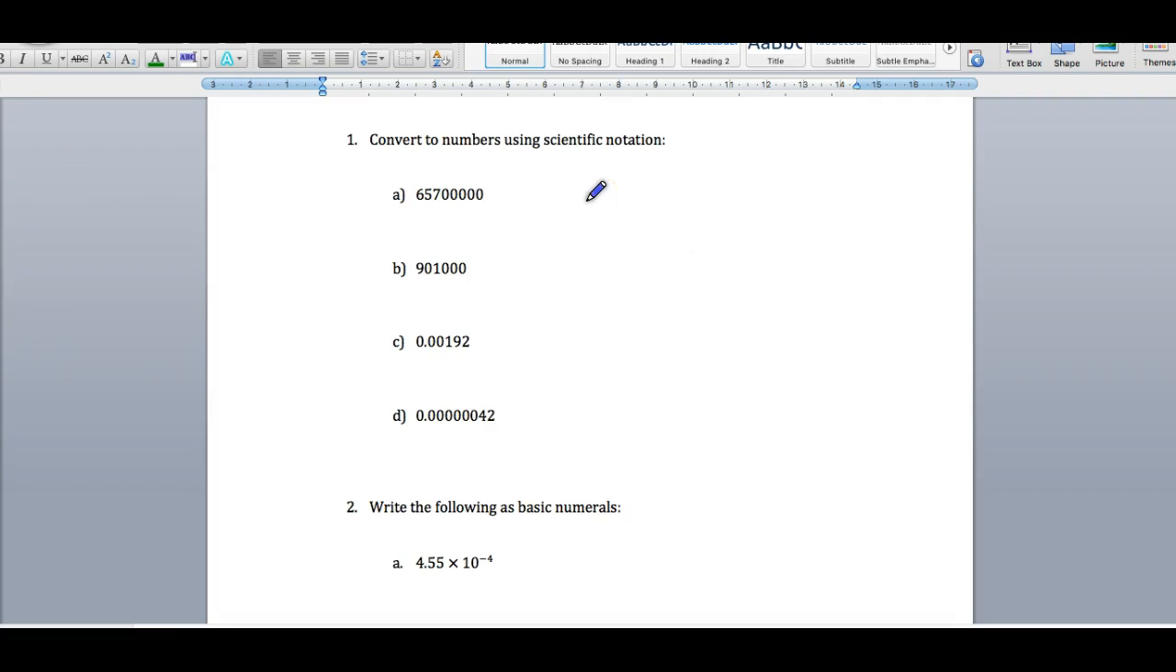Okay, so convert to numbers using scientific notation. So the first one, remember, we always write the first number followed by a decimal place, and then any number after it except for the recurring zeros. Okay, so we've got 6.57. How many spaces has this decimal place moved? So your decimal is here. Okay, we don't usually write it. So it's moved 1, 2, 3, 4, 5, 6, 7. So it's times 10, and it's a very big number, so it's a positive power.